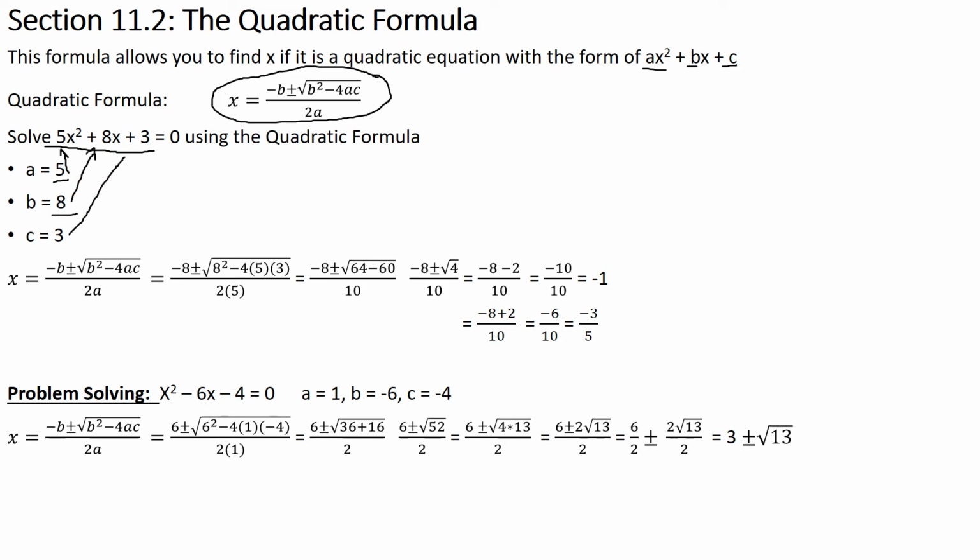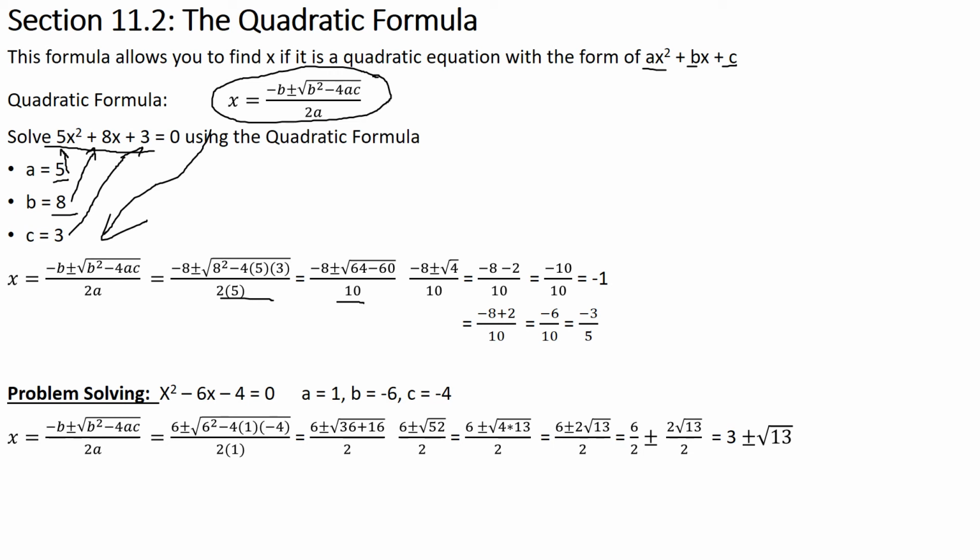Now I'm just going to plug in all those numbers into the formula here. Negative b is negative 8, from the b, plus or minus square root of 8 squared, which is 64, minus 4 times a times c. a is 5 and c is 3. So it's negative 8 plus or minus square root of 64 minus 4 times 5 times 3, which is 60, all over 2a, which is 2 times 5, which is 10.